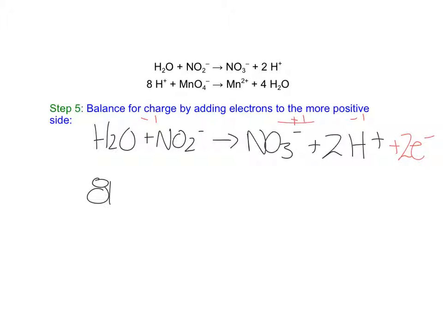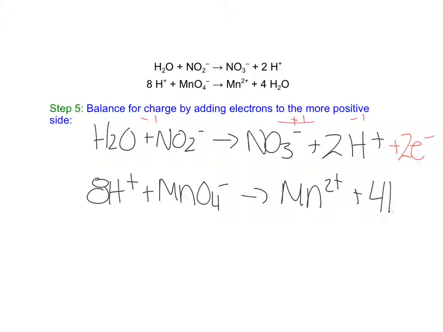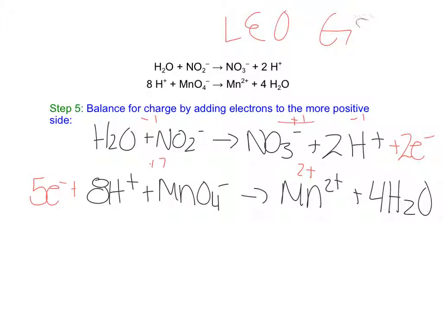Same thing for our second reaction. We have 8H plus and MnO4 minus, making Mn2 plus and 4 waters. Now, on my reactants side, I have 8 positives and 1 negative, brings me to +7. In my products, I forgot the O. I have 2 positives. So I need to add 5 electrons to this side to bring our charges to be the same.